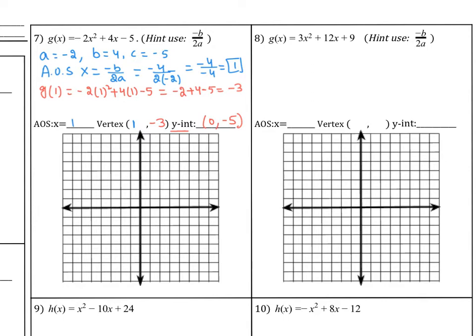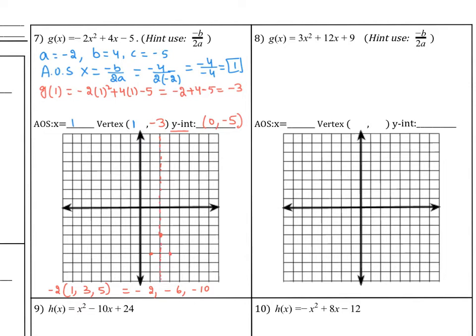Now to graph this, we are going to first plot the (1, -3), that is the vertex point, and then we are going to follow the pattern. The pattern is going to be negative 2 times 1, 3, 5, so it's going to be negative 2, negative 6, negative 10. Starting from (1, -3), you're going to go down, and this is going to be the axis of symmetry line passing through x equals 1.